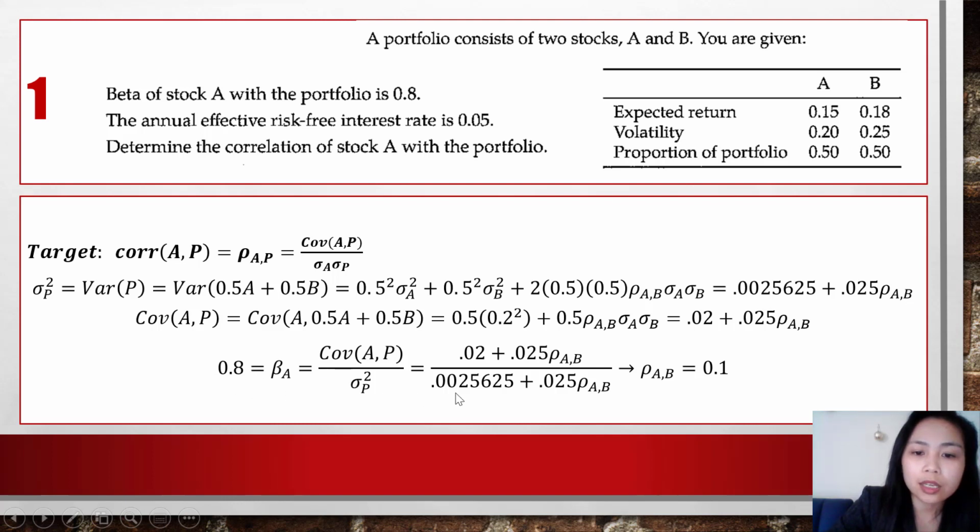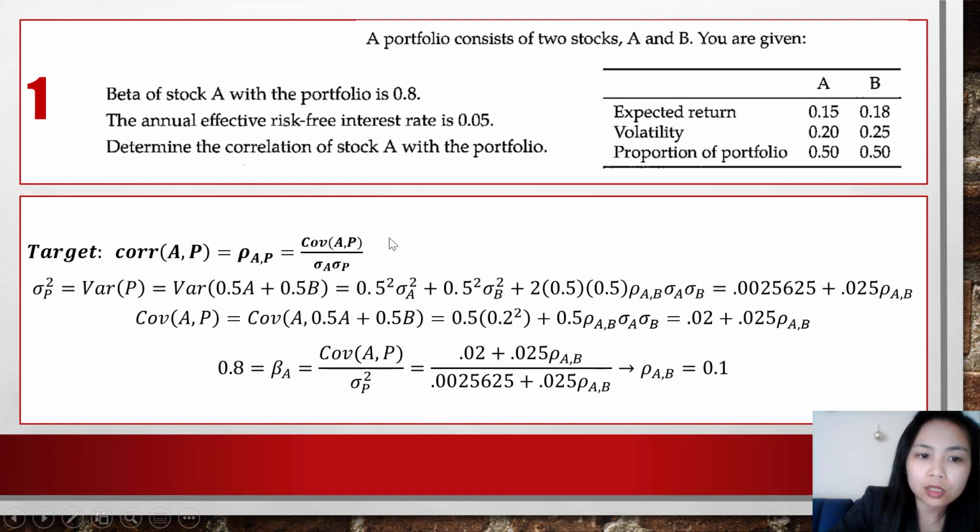This is 0.8 is equal to this ratio. This is an equation of only one variable with degree 1. So this is an easy equation, right? Just use some college algebra basic skills. We got rho AB is 0.1. So now we got rho AB, the correlation between A and B. That means we can find sigma squared P and also covariance of AP.